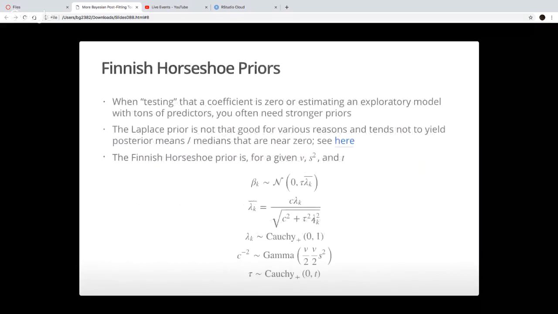Okay, so if you're taking the sort of Jeffreys mindset that it's closer to Neyman-Pearson maybe, and this idea of testing a coefficient that is 0 versus some other model that it's not, or even if you're not thinking of yourself as testing a proposition that a coefficient is 0, you're just estimating an exploratory model that has tons of predictors, you're often going to need stronger priors than the default normal ones in rstanarm.